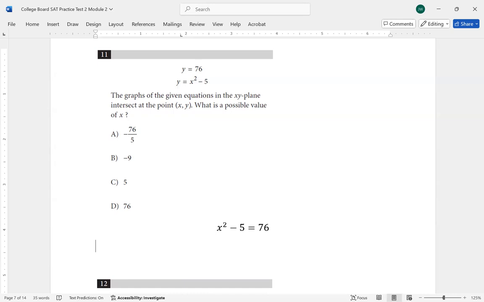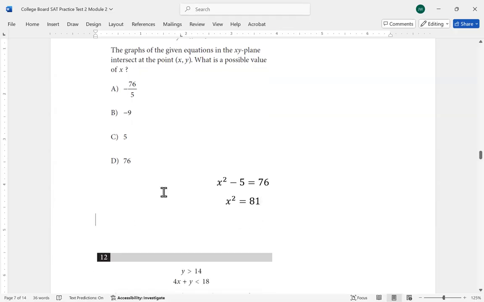Now, in this case, the easiest way to solve this is add 5 to both sides. That would give you x squared is equal to 81. And then, since x squared is equal to 81, we could take a positive and a negative square root of 81 to give us two options for solutions. The positive square root of 81 would give me x equals 9. When I take the negative square root of 81, I would get x equals negative 9.